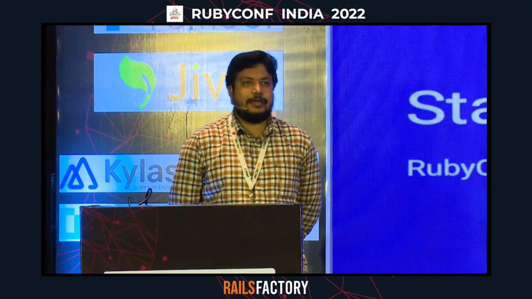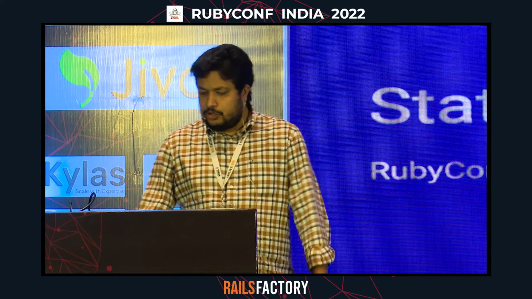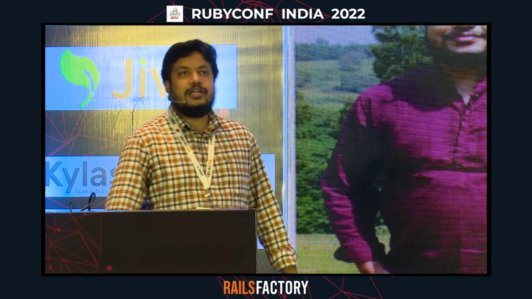So I'm going to present here on static typing in Ruby using RBS. Maybe some of you are familiar with TypeScript. Ruby has also tried to do something along similar lines. There has always been Sorbet by Stripe, and Ruby has tried to incorporate this into main Ruby. From Ruby 3 onwards, we have a gem called RBS.